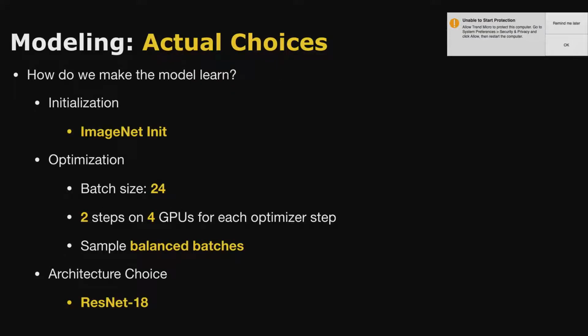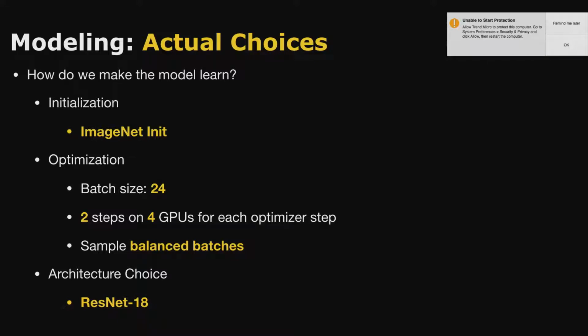Okay, so before I go into how we made these choices, I'm just going to say what we chose to give you context before I dive in. So we follow some image initialization. We use a relatively large batch size of 24. The way we do that is by taking 4 GPUs and stepping a couple times before doing an optimizer step. So you do a couple rounds of backprop first to accumulate those gradients before doing optimization. And you sample balanced batches at training time.